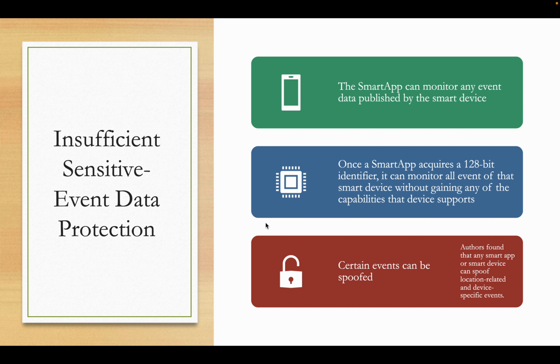We found that there was insufficient sensitive event data protection. The smart app can monitor any event data published by the smart device. Once a smart app acquires a 128-bit identifier, it can monitor all events of that smart device without gaining any of the capabilities that device supports. And certain events can be spoofed. The authors found that any smart app or smart device can spoof location-related device events.